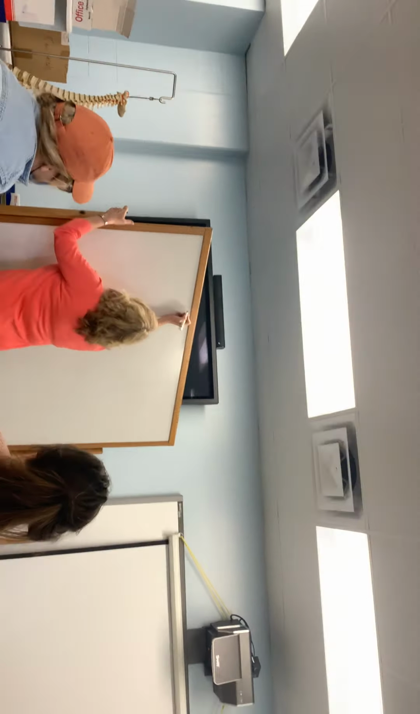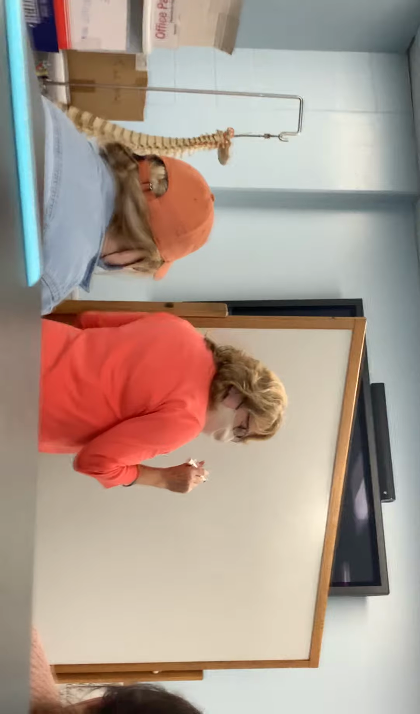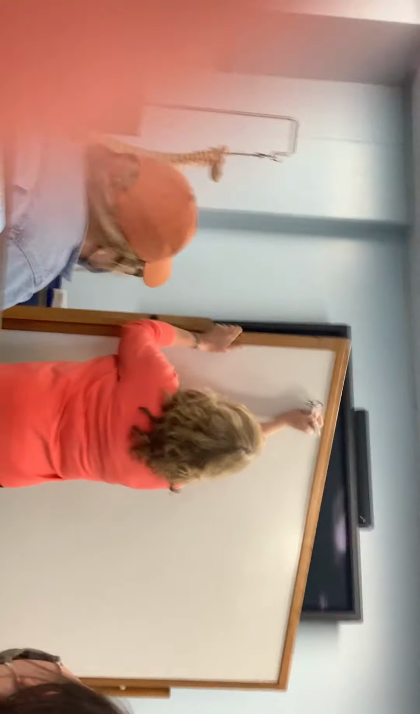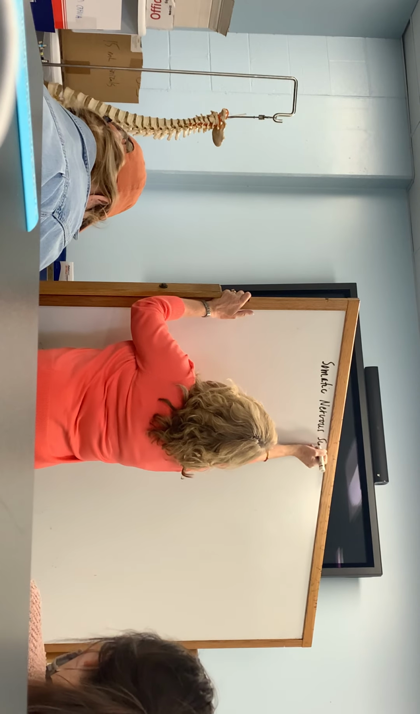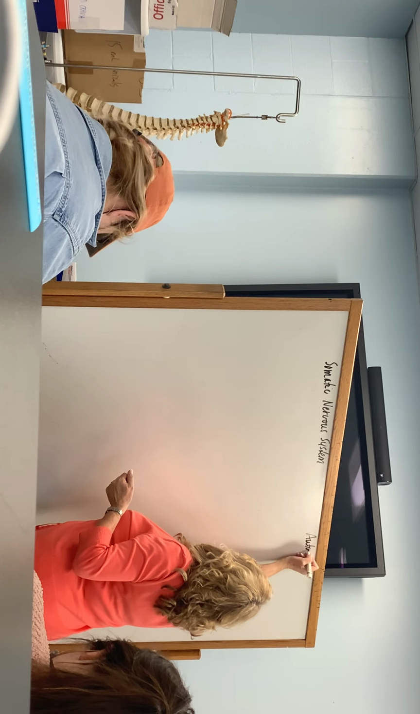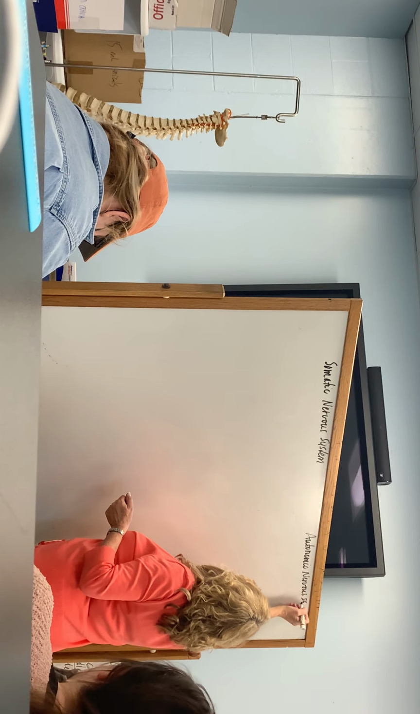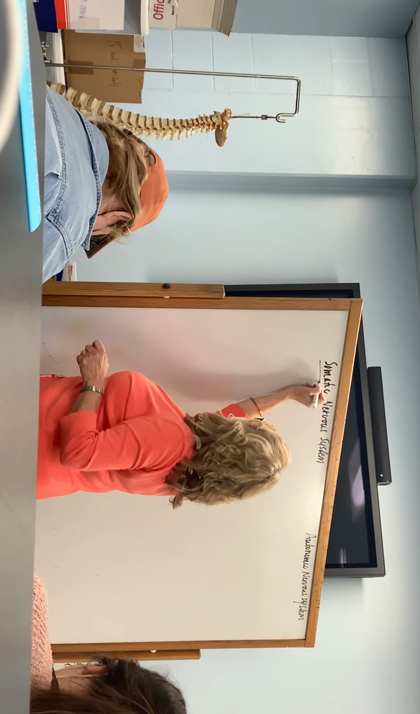Okay, so we have our central nervous system, right? So now we have our somatic nervous system. And we have our autonomic nervous system. Correct? And the word soma means what? It means body.